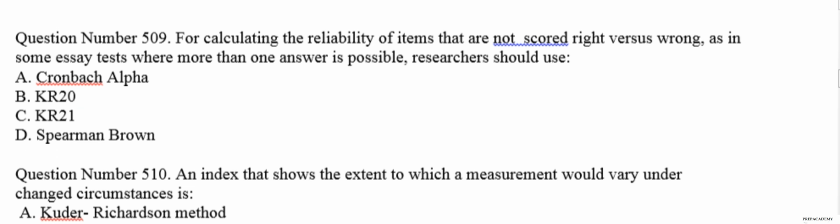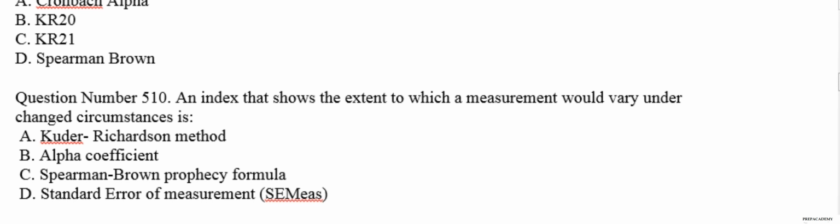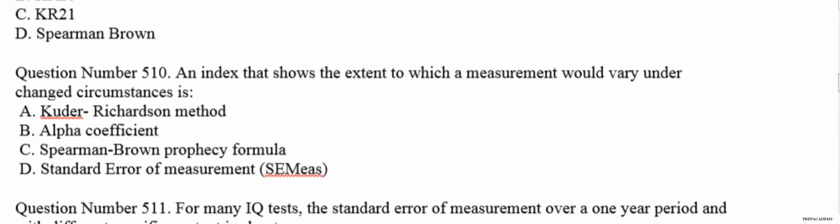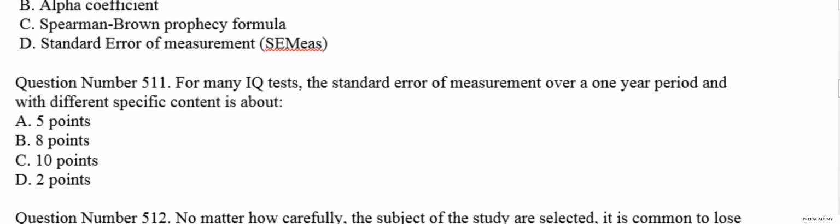Question number 510. An index that shows the extent to which a measurement would vary under changed circumstances is A, Kuder-Richardson method. B, alpha coefficient. C, Spearman-Brown prophecy formula. D, standard error of measurement, SEM. The correct answer is option D, standard error of measurement, SEM.